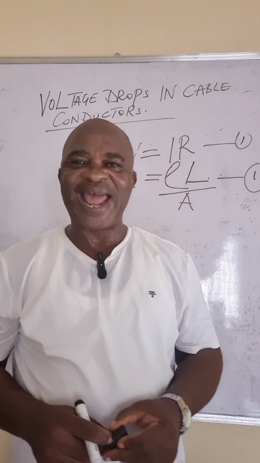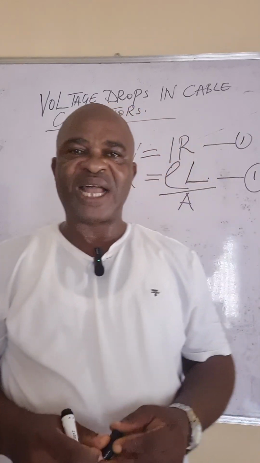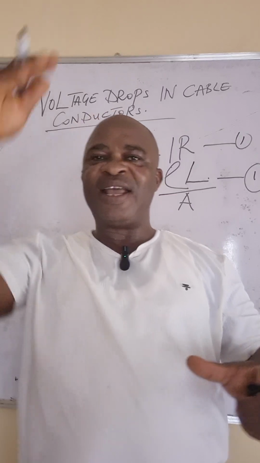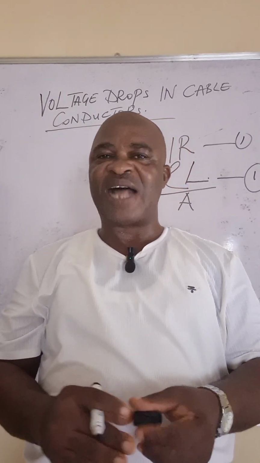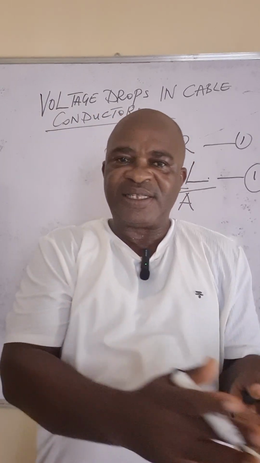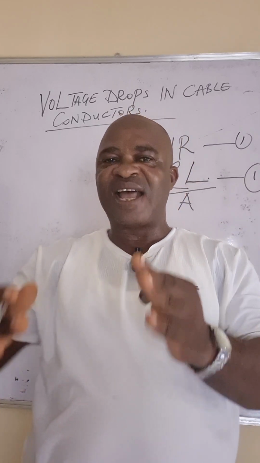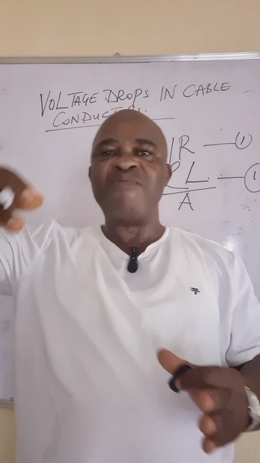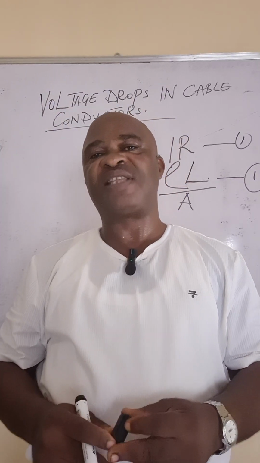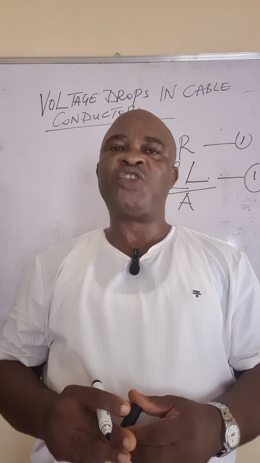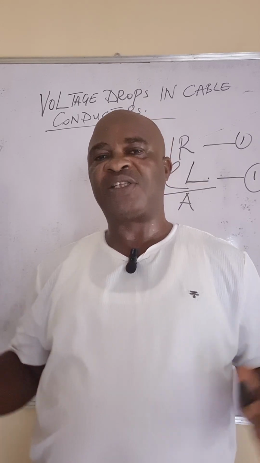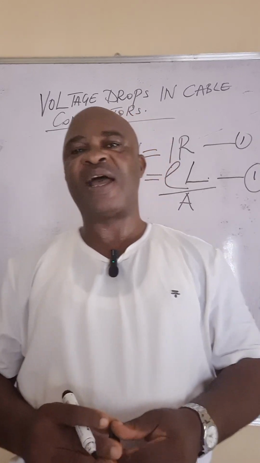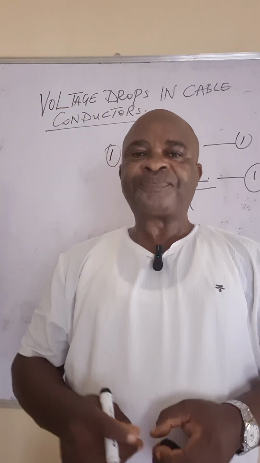Another factor is length. Length is very important here to be considered. The more the length of the cable, the higher the resistance. What it means is that if the length is shorter, there is a smaller resistance. If the length is longer, that means you are going to have more resistance in the circuit. So we need to be using short-run circuits so that we can run away from voltage drop and higher resistance in the circuit.